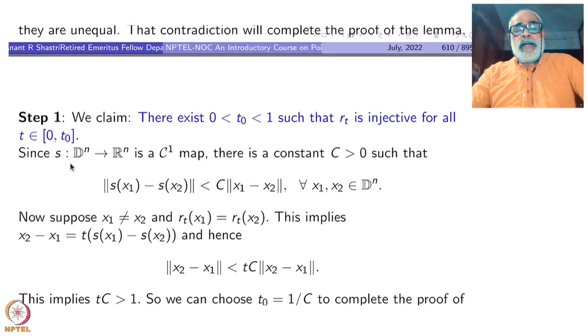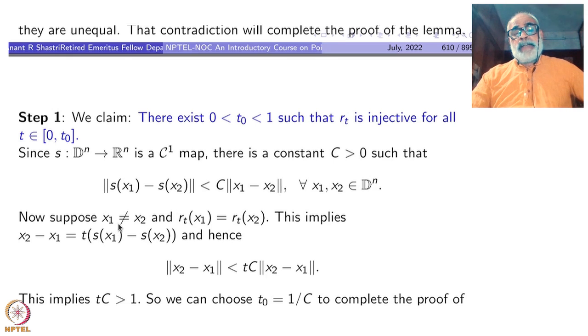Look at the function S from Dn to Rn. This is a C1 map, right? Therefore, there is a positive constant C such that this Lipschitz condition holds: the norm of Sx1 minus Sx2 is less than some constant times the norm of x1 minus x2. This is true because Dn is compact, closed and bounded, and S is C1. So you look at the derivative and take the maximum of the derivative, and that can be taken as C. That is the general statement here. This is some calculus.